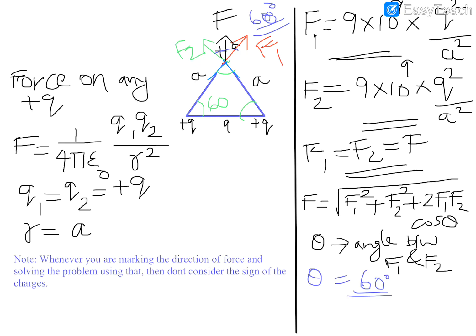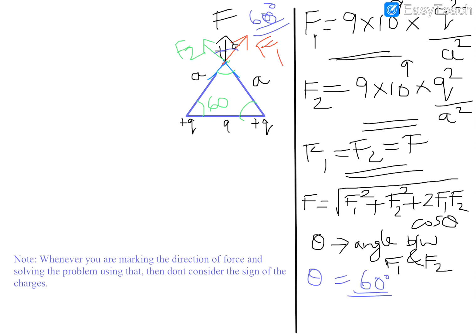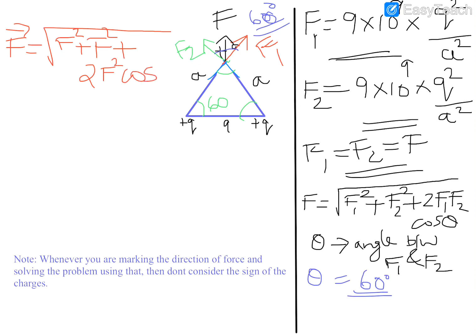Now you can find the force. Force F is equal to, write the equation, root of F1 square. F1 and F2 are same, that is F square plus F1 is F, F2 is also F, square plus 2 into F1 into F2, that is F into F. F into F is F square, 2F square cos theta. Cos theta is cos 60. This term is also in square root, please remember.